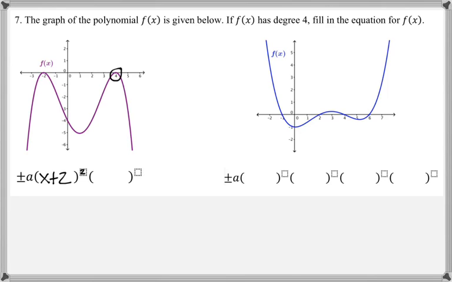Here, it bounces off of positive 4. So in the equation, it would have to be the opposite. It would have to be x minus 4. And this would also have to have a power of 2.